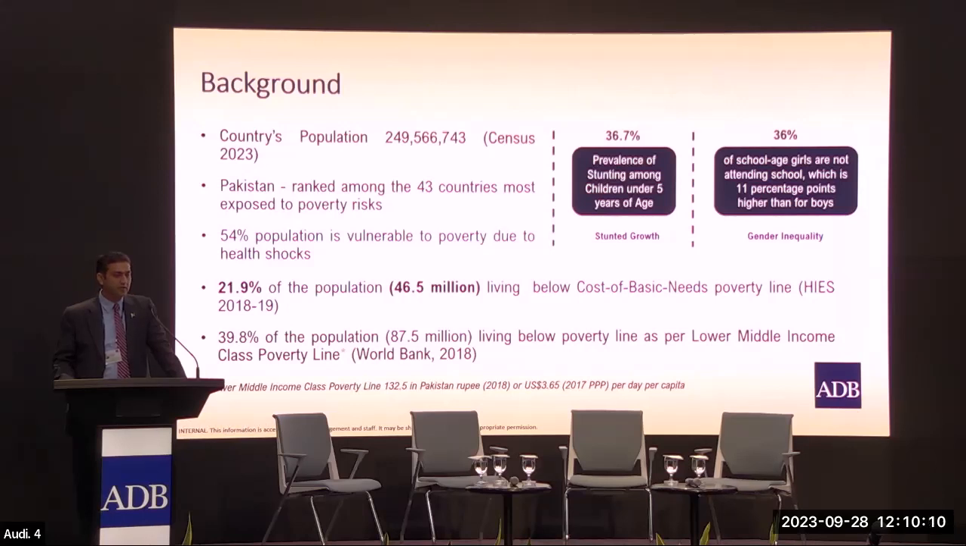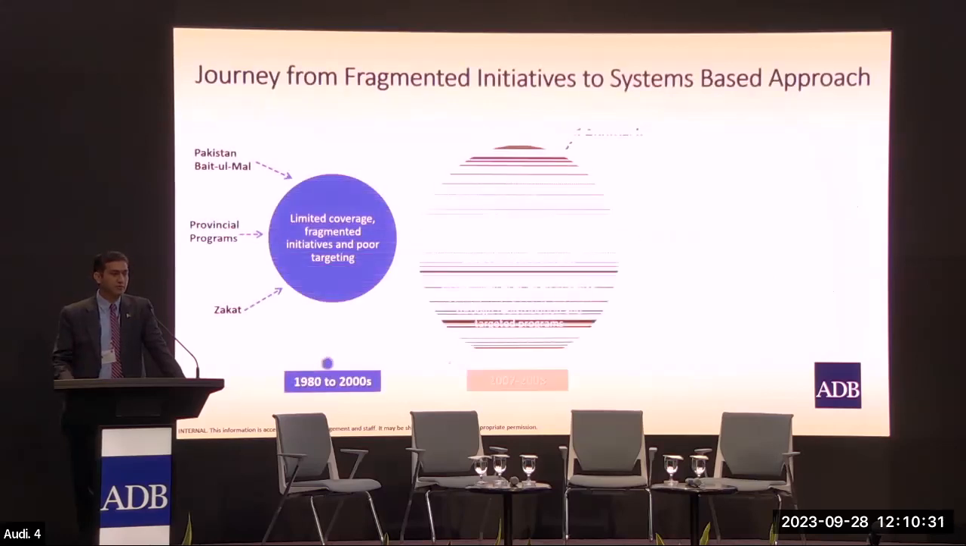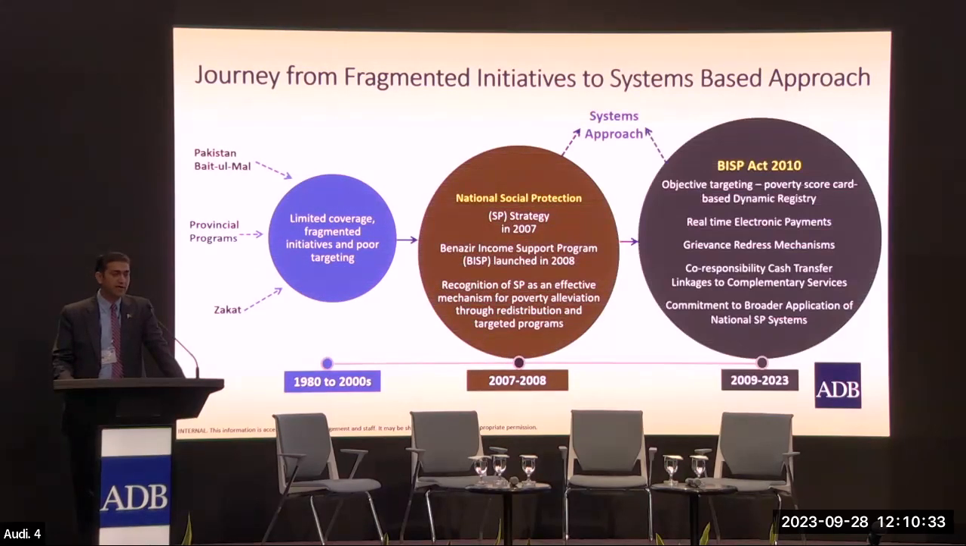And if we take the World Bank's definition of the poverty line, around 39.8% population is living below the poverty line. We have high number of stunted population, which is around 36.7%, and a very high number of out-of-school children as well. So in this background, we are implementing different social protection programs since 1980.